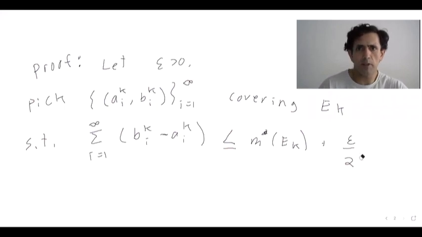Okay, so in particular, add epsilon over 2 to the k. Well, the infimum is the greatest lower bound. You add epsilon over 2 to the k, it's no longer a lower bound. And hence, there is a covering where this is true.